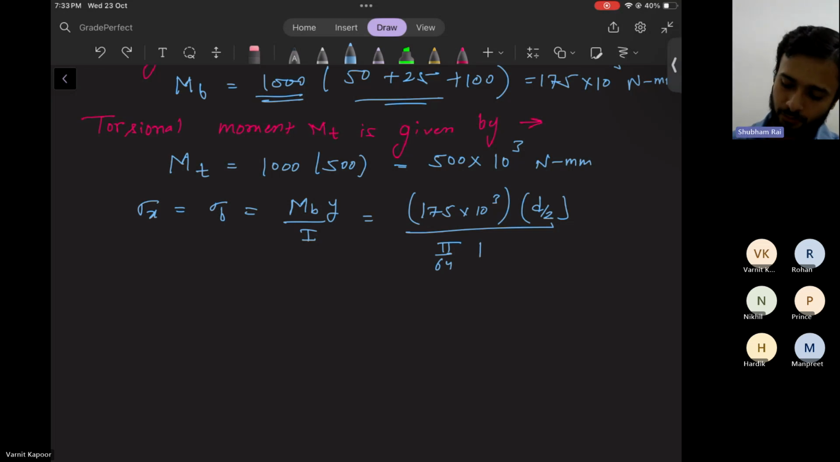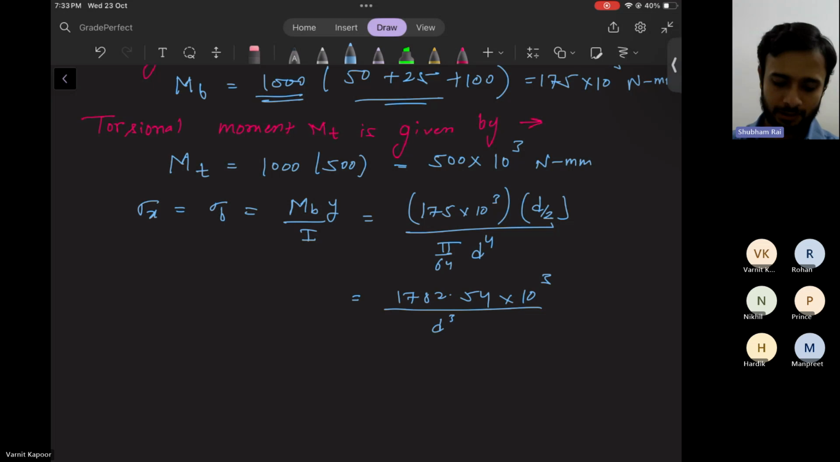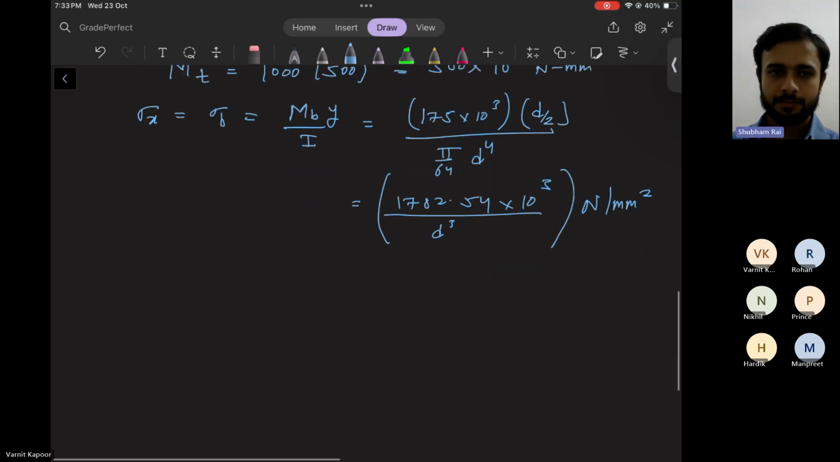So pi by 64 d to the power 4. Finally, what you will get is 1782.54 times 10 to the power 3 divided by d cubed, because one d in the numerator will cancel and you will be left with d to the power 3. So this unit is Newton per mm square. Okay, now let's go ahead.